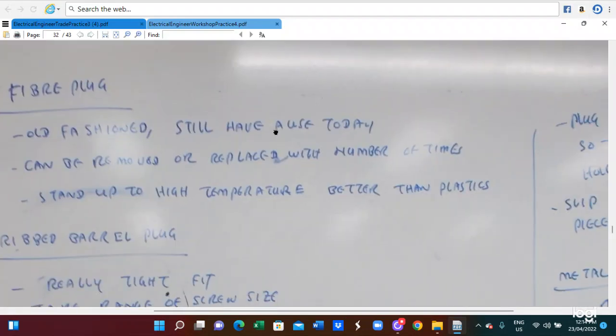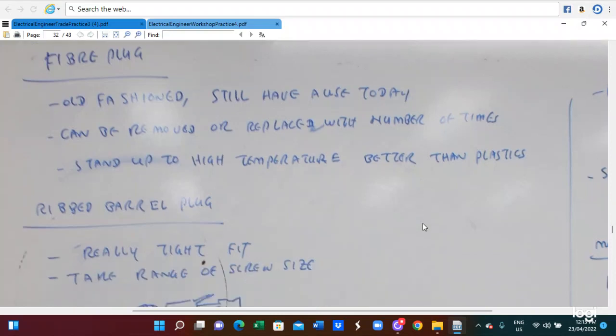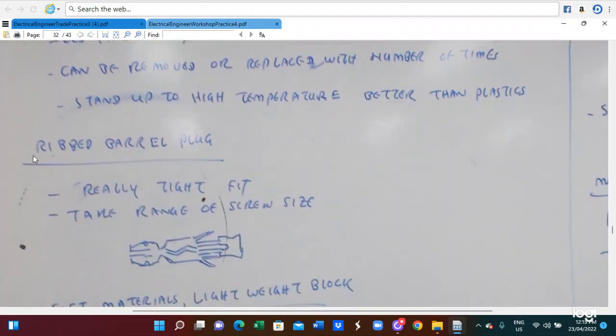We also utilize fiber plugs. They are old-fashioned but still have use today. They can be removed or replaced a number of times and stand up to high temperature better than plastic. These ribbed barrel plugs have a really tight fit. They take a range of screw sizes.